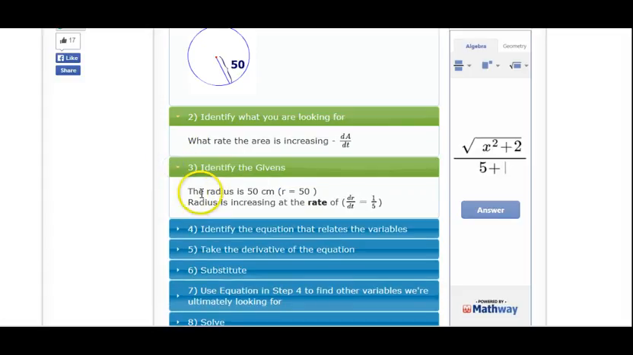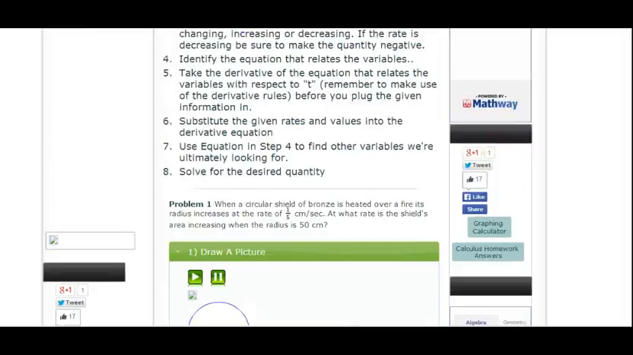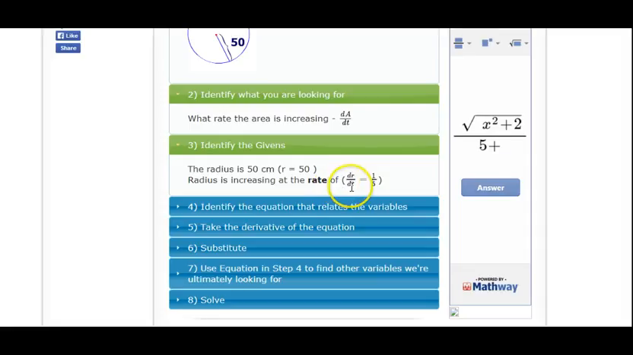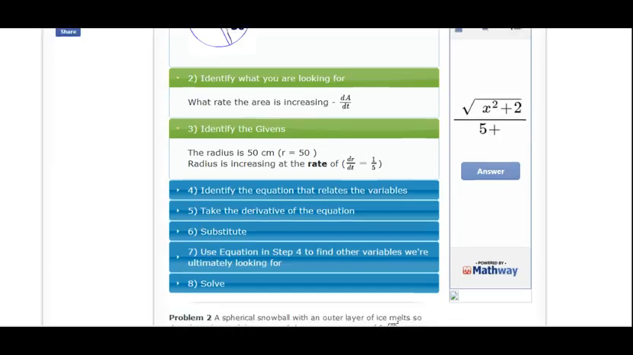You want to identify the givens. You know that the radius is 50. They tell us that in the problem right here. They also tell us that the rate of change of the radius is 1/5 of a centimeter per second. So that is written down here in math terms. The rate of change of the radius over time, so dr/dt, is equal to 1/5. The radius is changing over time at a rate of 1/5 of a centimeter per second.